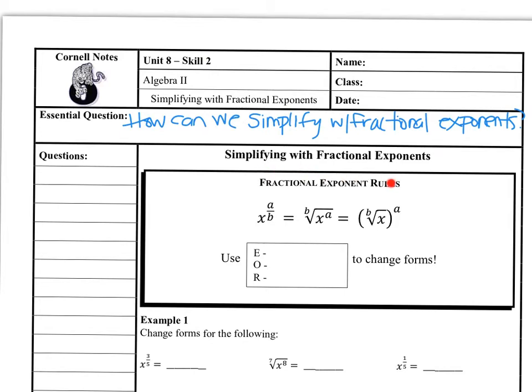So fractional exponents. What that means is we're going to have a term with a fraction up in the exponent, and we have to know how to convert it and change its form back to something that looks like this or looks like this. Within this fraction, which is the whole exponent right now, we're going to use something called EOR, E-O-R, which you see here in this box. E stands for exponent.